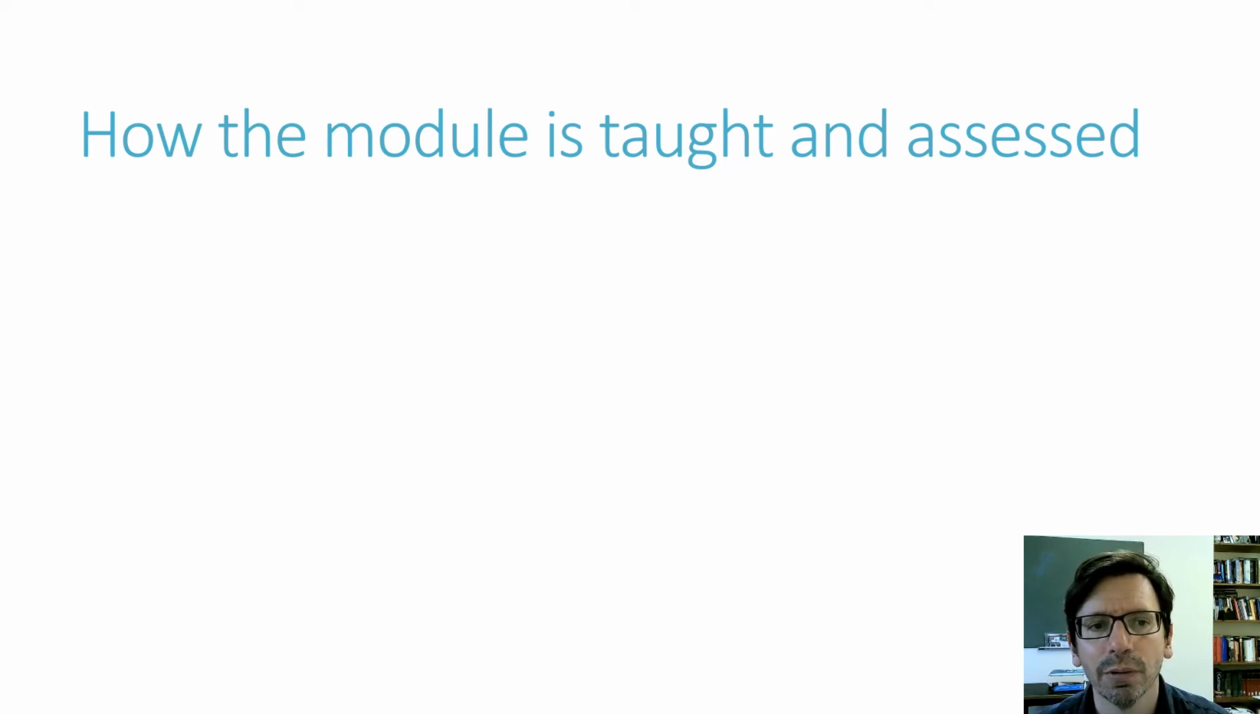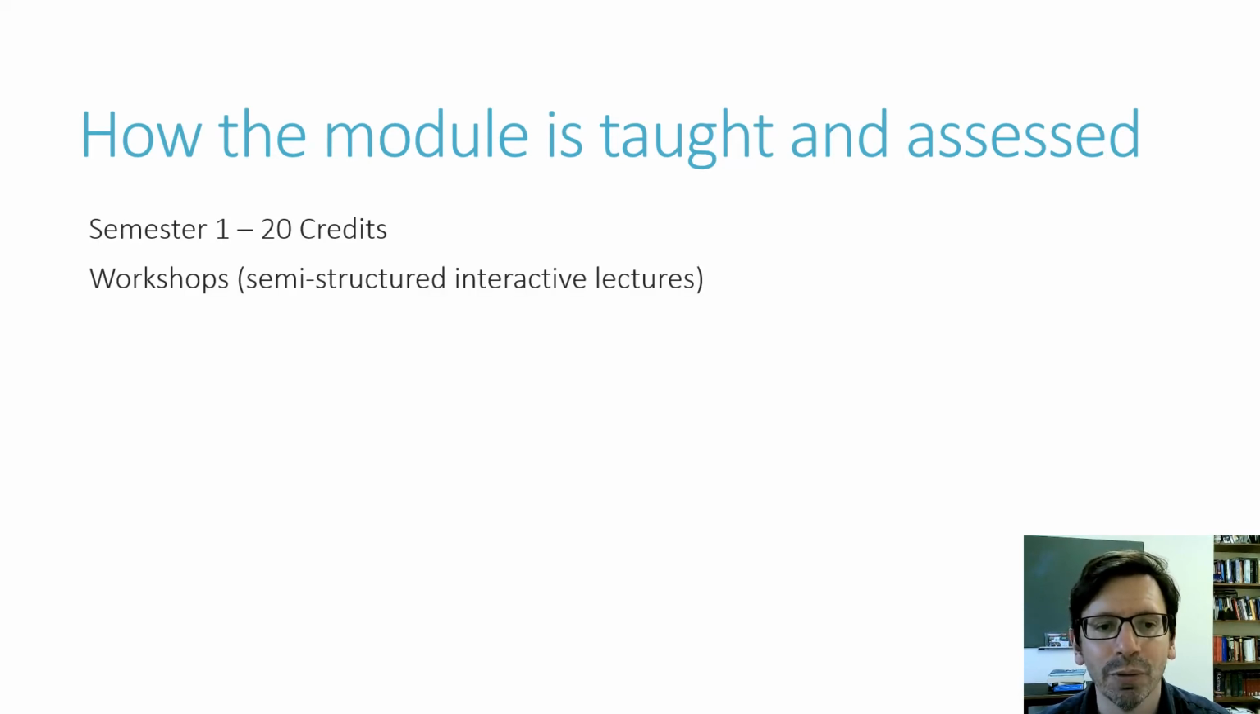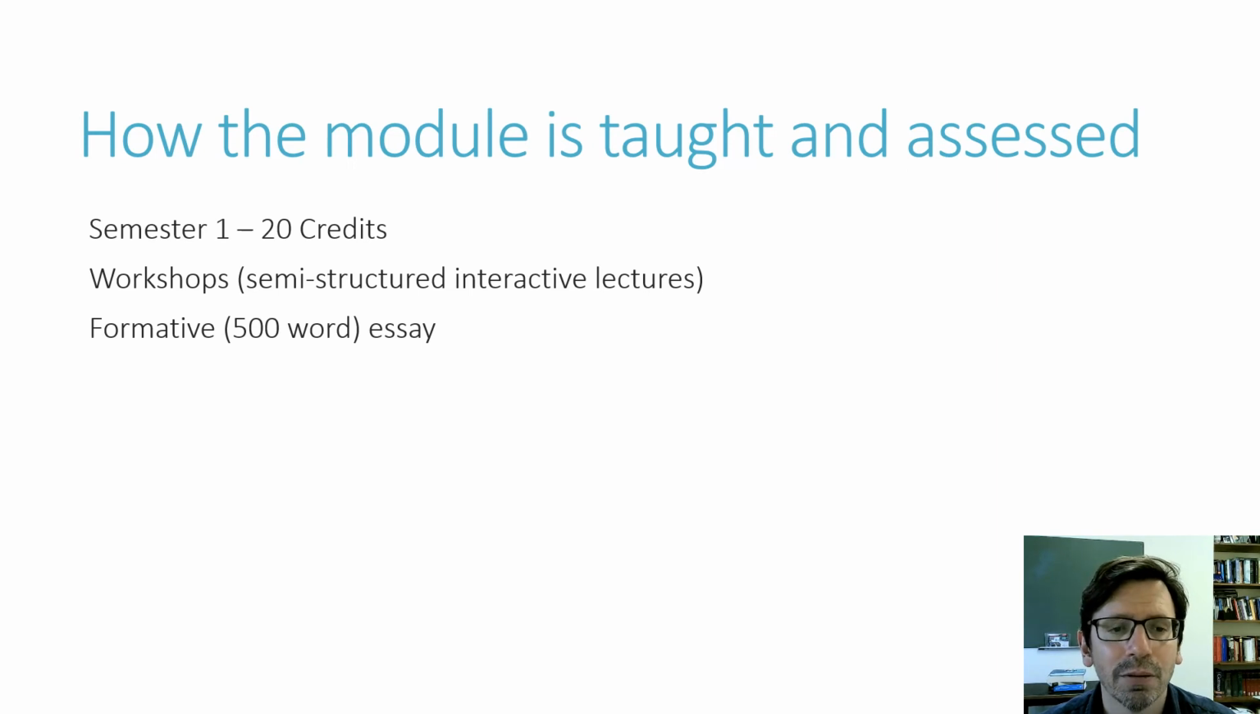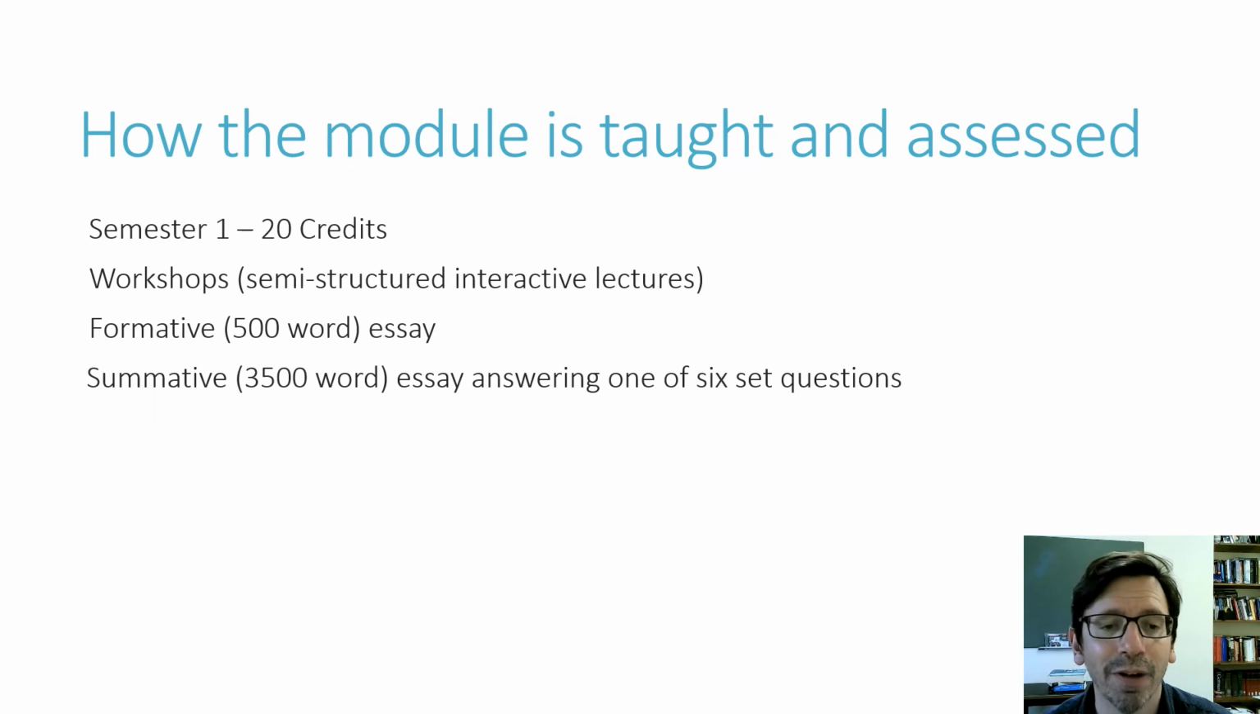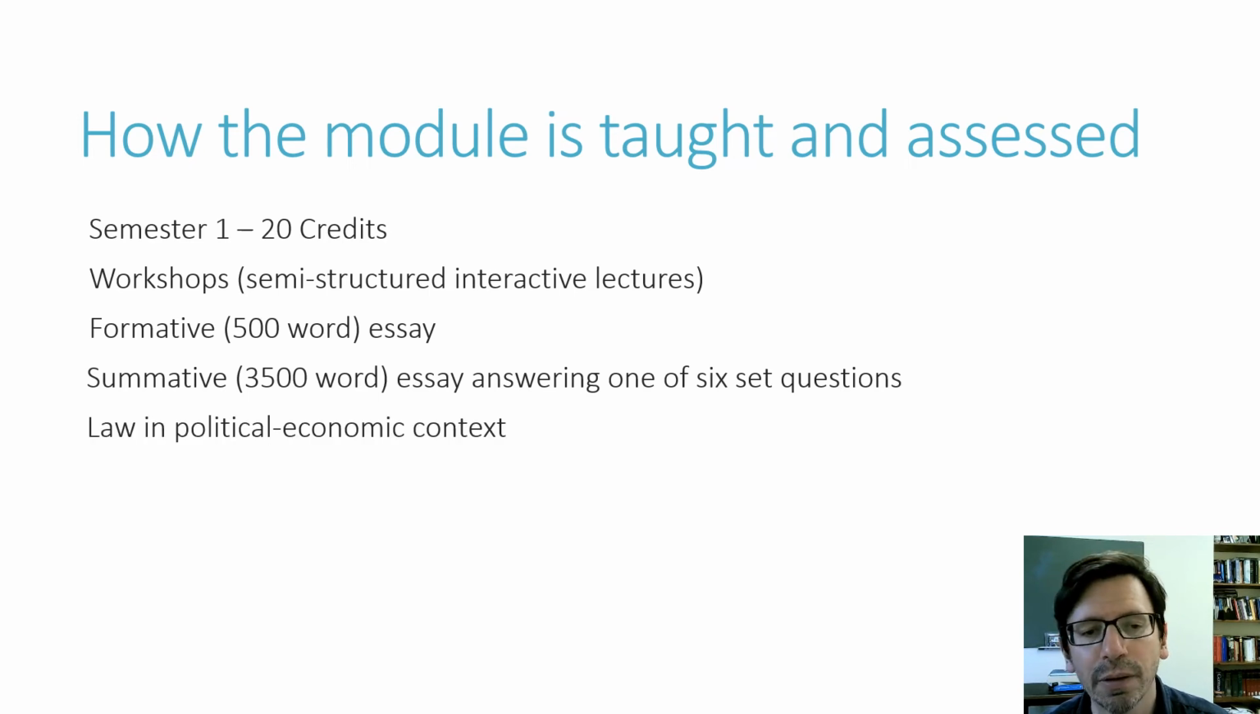Coming to how the module is taught and assessed, well, it all happens in semester 1. It's a 20 credit module, and we have a series of workshops which are basically semi-structured interactive lectures. Interactive in the sense that there is a discussion between myself and those who attend. In terms of assessment, there's a formative 500-word essay which allows you to test out your ideas in a short piece of work first, and then you have a final summative essay, 3,500 words, where you have to answer 1 out of 6 questions.